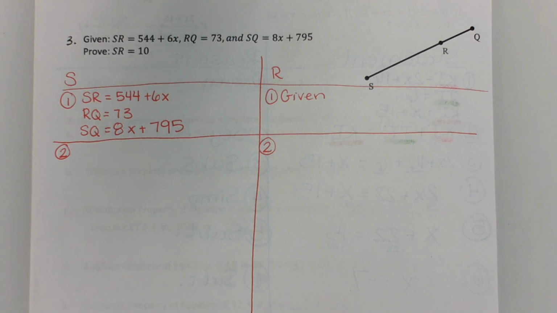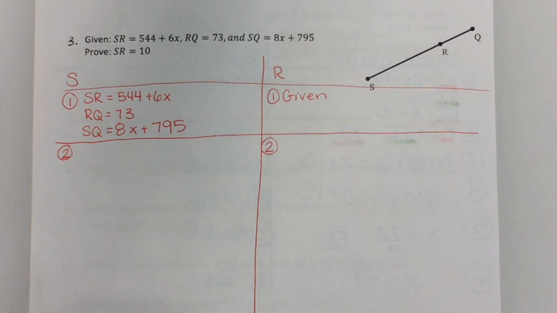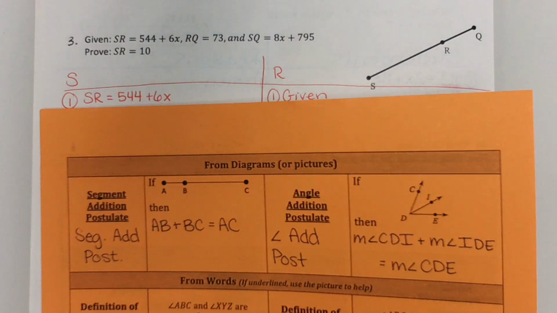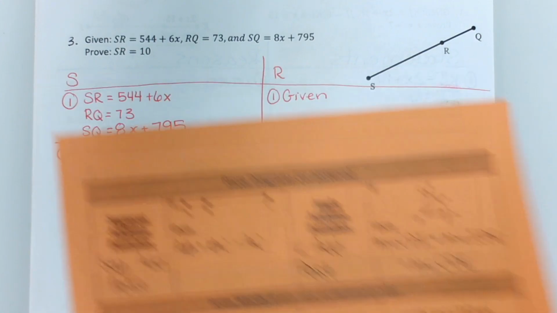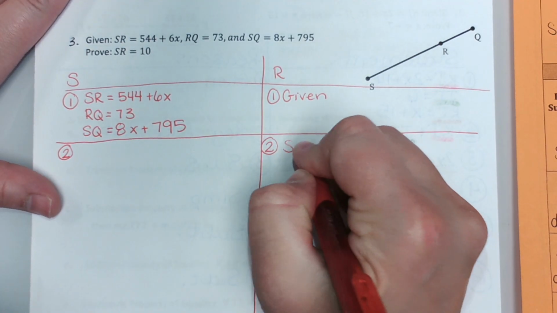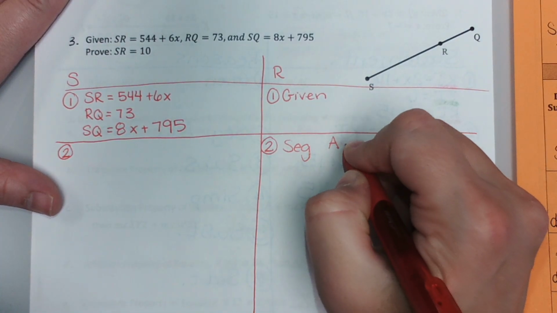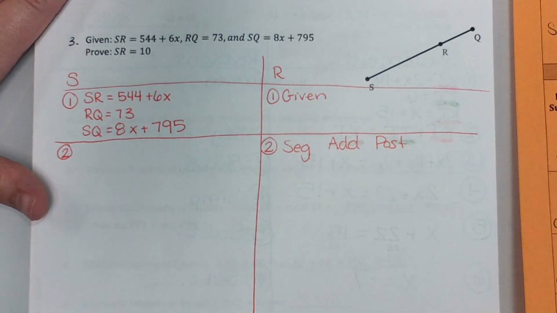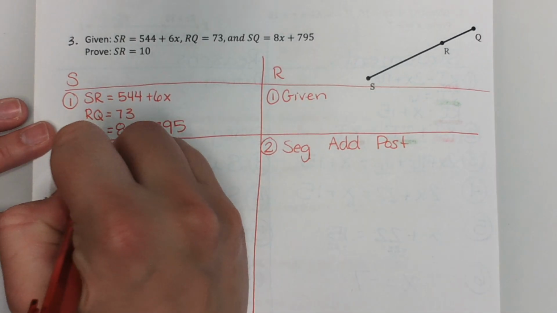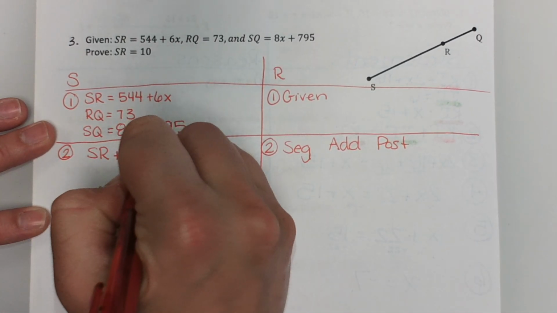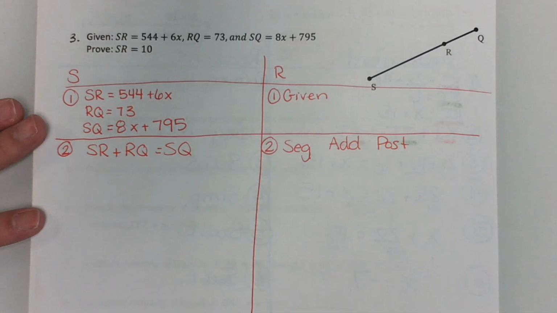Not quite. Is there a picture involved? Yeah. The picture doesn't always go here. The picture goes over here, but we can use the picture. These are the 2 things I can get from pictures. Do I do segment addition or angle addition? Segment addition. Seg add post. And it says I can add with the letters. SR plus RQ. SR, first part, plus RQ, second part, equals SQ. Full thing. Beautiful. Thank you, Kata.